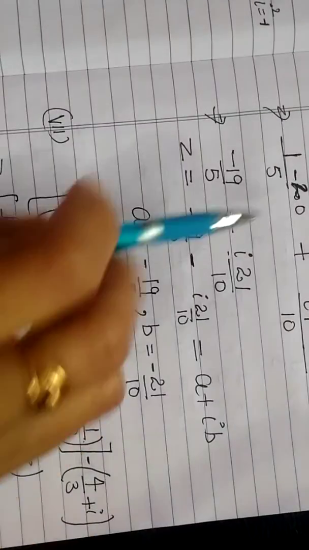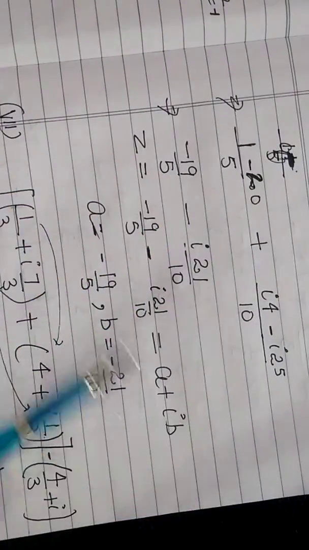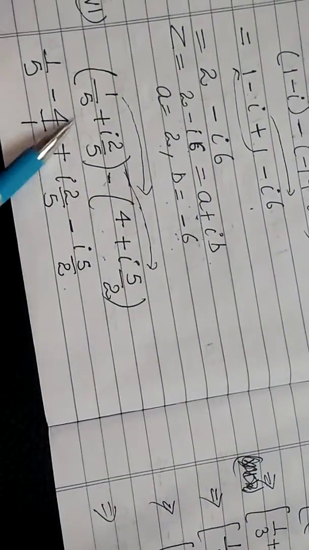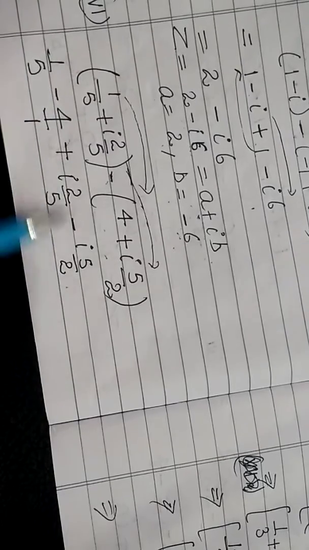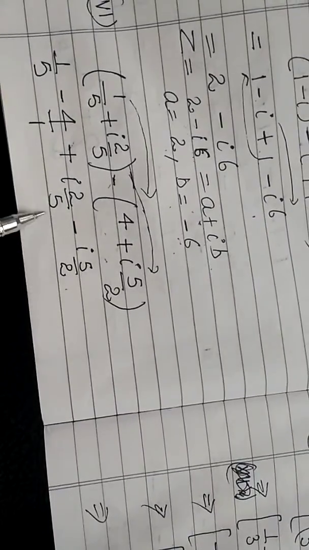So this is the next step. You can see I have taken, because these are fractional terms in p by q form, I will take the LCM to solve it. This is a real term and this is the imaginary term. How will I add them? I will take the LCM and solve. So 5 is the LCM here, and in this one 10 is the LCM.